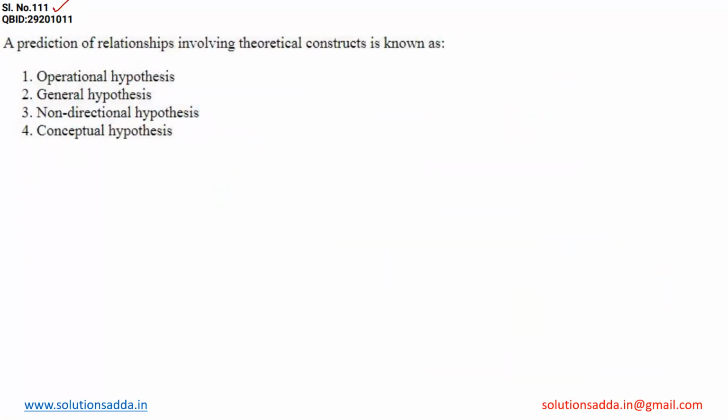Hello everyone, this is question number 11. This question belongs to research methodology. A prediction of relationships involving theoretical constructs is known as what? Four types of hypothesis have been given, options 1, 2, 3, 4, and we have to identify which one satisfies the question statement. The question says the prediction of the relationship involving theoretical constructs, and we have to identify which hypothesis that is called. Here we have the operational hypothesis, general hypothesis, non-directional, and conceptual.